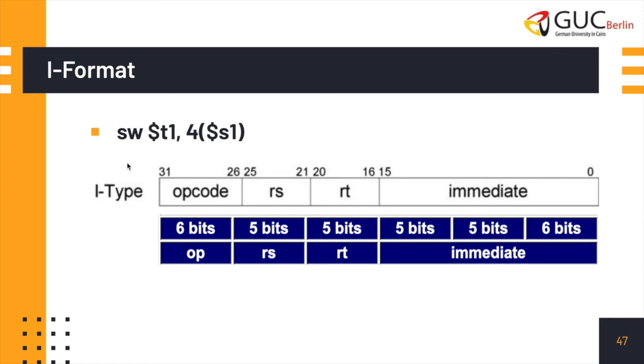We have here store word, T1, 4, S1. It is exactly like the load word instruction. The S1 acts as the base address, 4 here is the offset which I will add to the base address, but the difference is that T1 is the value I want to store to this location.